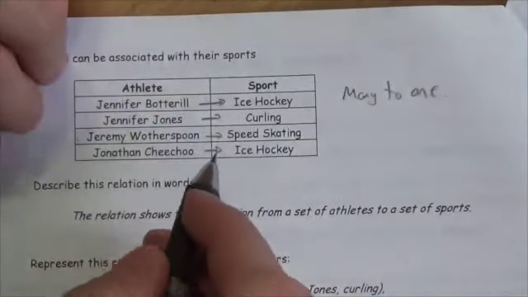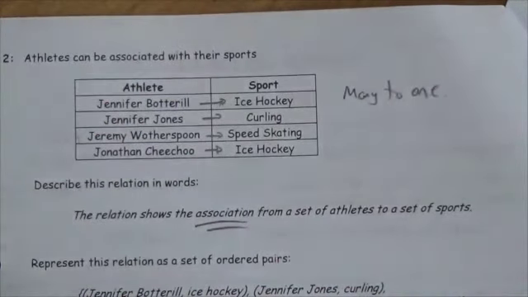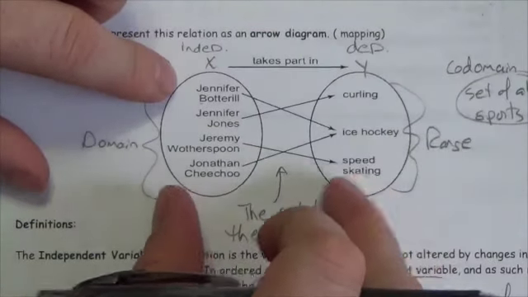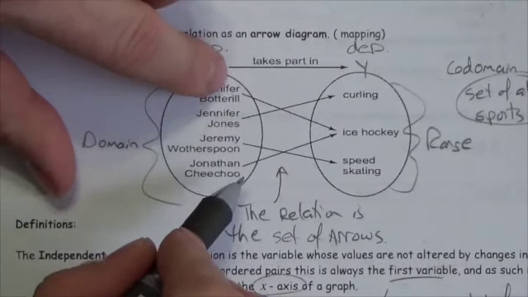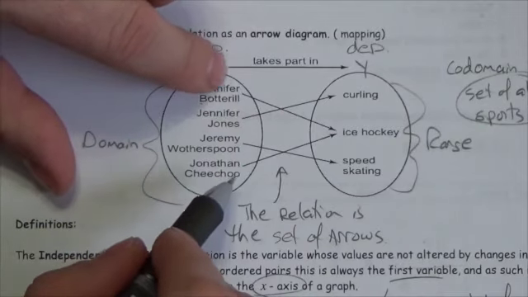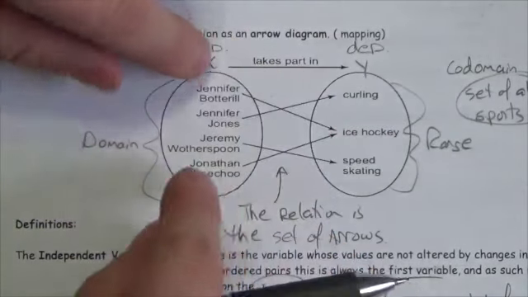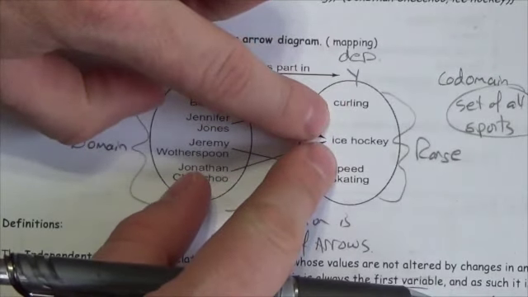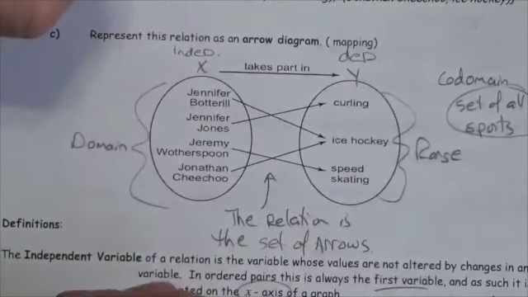This is many-to-one, and the reason for that is because if I was to write this out as a mapping diagram, notice that these two here, Jennifer and Jonathan, are both pointed at ice hockey. So I've got multiple values pointing to a single value in the range. Now, I'm okay with that.